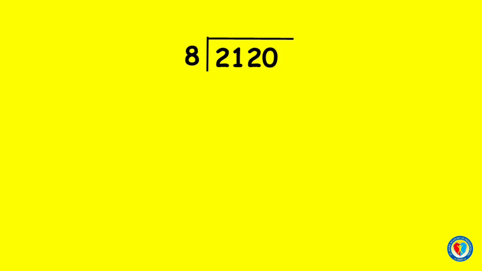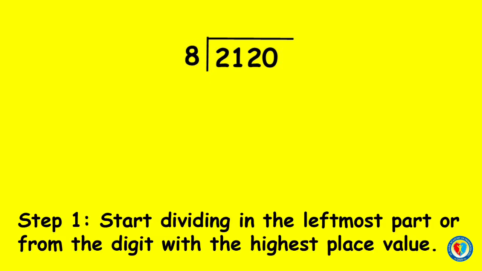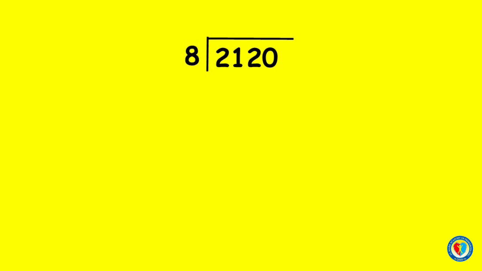Let's divide 2,120 by 8. There are some steps when dividing numbers. Let us see these steps while finding the quotient for 2,120 divided by 8. Step 1. Start dividing in the leftmost part or from the digit with the highest place value. The leftmost is the digit in the thousands place, that is 2.